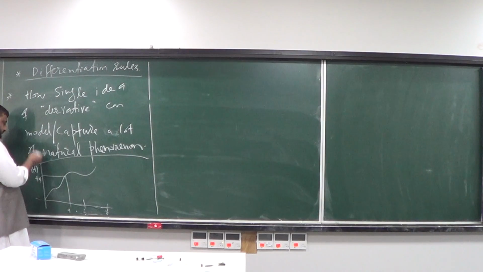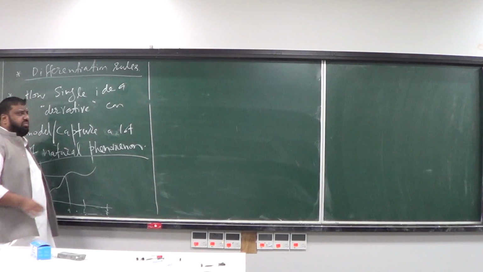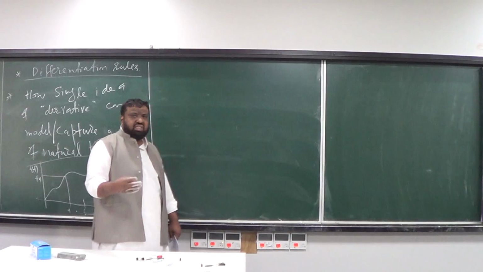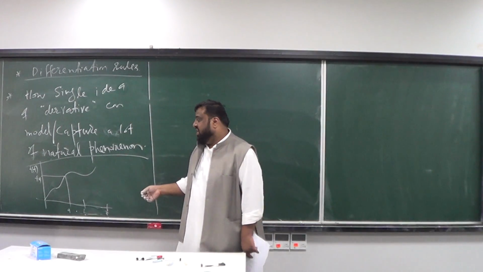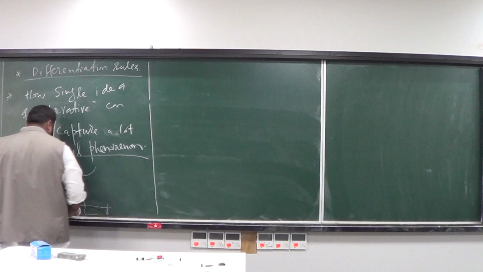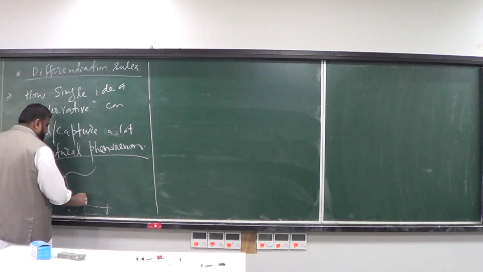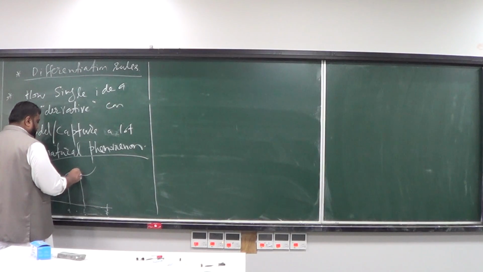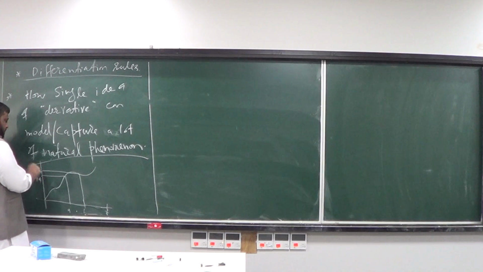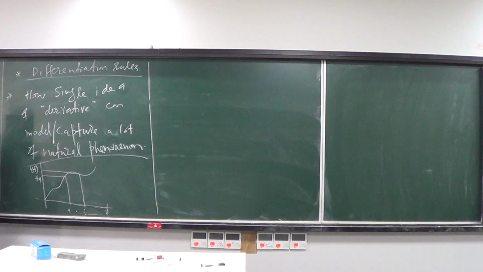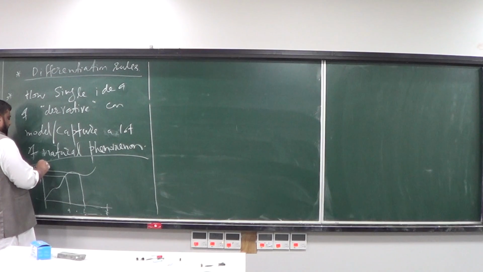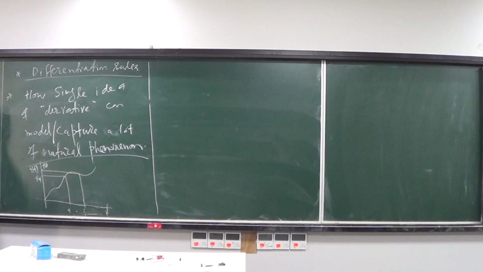So f of a is representing earnings in thousands of dollars. In the a-th month, the earnings of the company was f of a thousand dollars, and in the b-th month, the earnings of the company was f of b thousand dollars. Okay, let's call this.